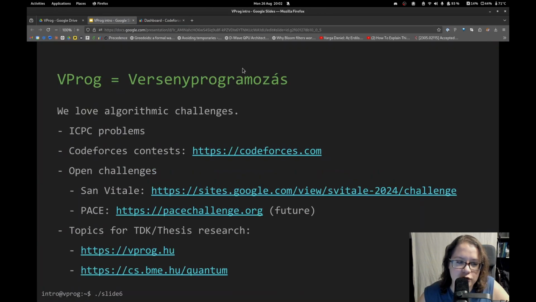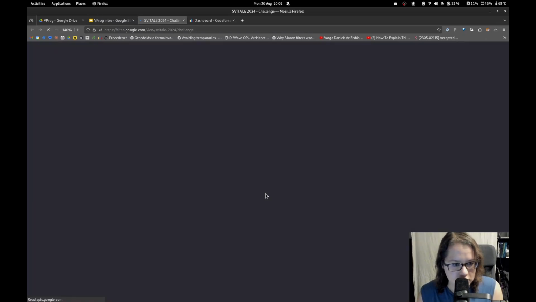So VProg is short for versenyprogramozás, and we love algorithmic challenges. We solve ICPC problems, especially in the advanced sessions. We also spam Codeforces contests. During the summer, we did a lot of these contests, and I think it helped a lot to the people who participated. But this is not all that we do. We started doing open challenges. So there was this thing called the San Vitale challenge, which I'm going to show you.